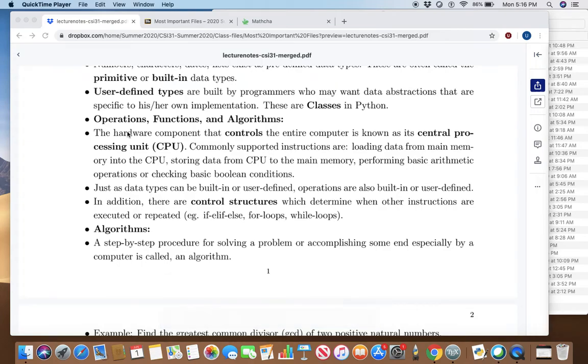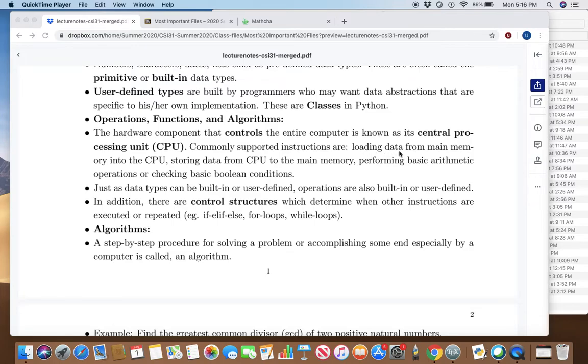Welcome back. Continuing, let's talk about operations, functions, and algorithms. The hardware component that controls the entire computer is known as its central processing unit. That is the CPU, Central Processing Unit. Commonly supported instructions are, so what happens in the CPU?